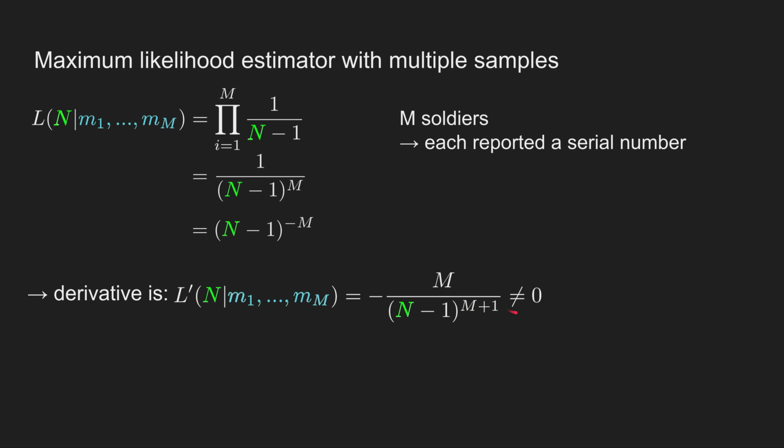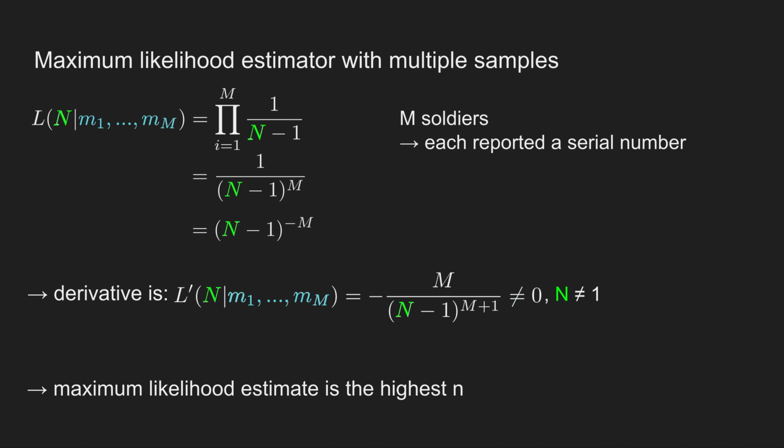Just like earlier, this function can never be 0, and as our likelihood function is a decreasing function and n can never be smaller than the biggest serial number found, the maximum likelihood estimate is the highest n found. Just like before, it is unlikely that the found serial numbers contain the highest available serial number. Therefore, the maximum likelihood estimator for n, even if multiple serial numbers are used for the estimation, is likely to be biased and underestimate the true n.